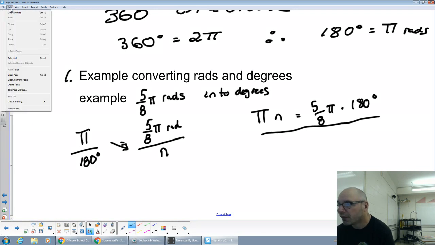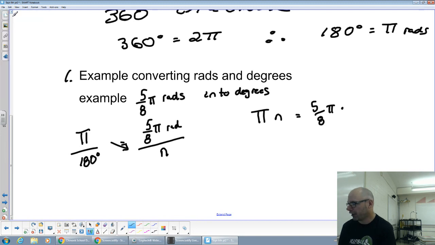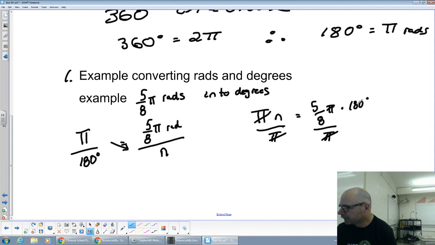It's got to be right here. There we go. Control Z, I always forget. Okay, so we're going to divide by pi on both sides to get rid of this pi on each side. So these pi's will cancel out nicely. Forgot the 180 there, sorry. Degrees, because we're doing this, right?